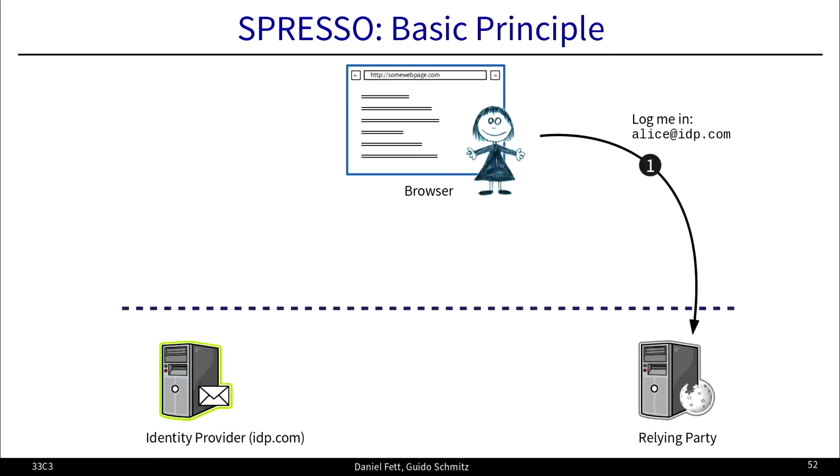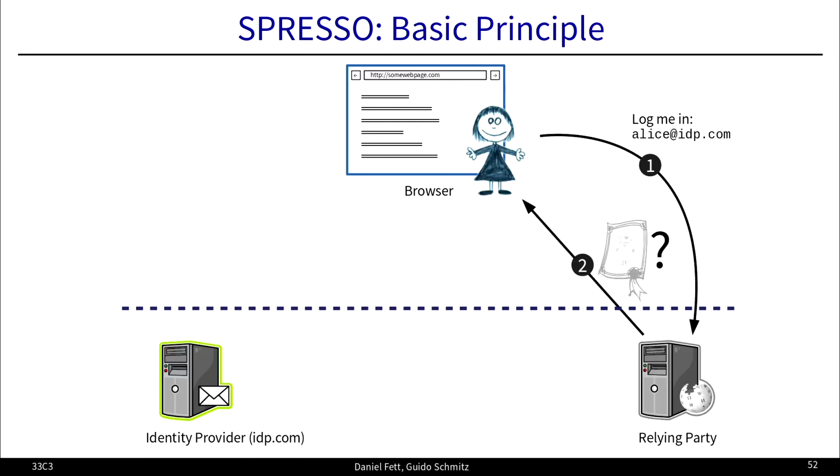So the basic principle of the system, it's called Espresso for secure, privacy-respecting single sign-on, is the following. We have the user with her browser. This user wants to log in at some relying party, for example, at Wikipedia. So here we have the same idea as in BrowserID to use the email address and the email provider as the identity provider.